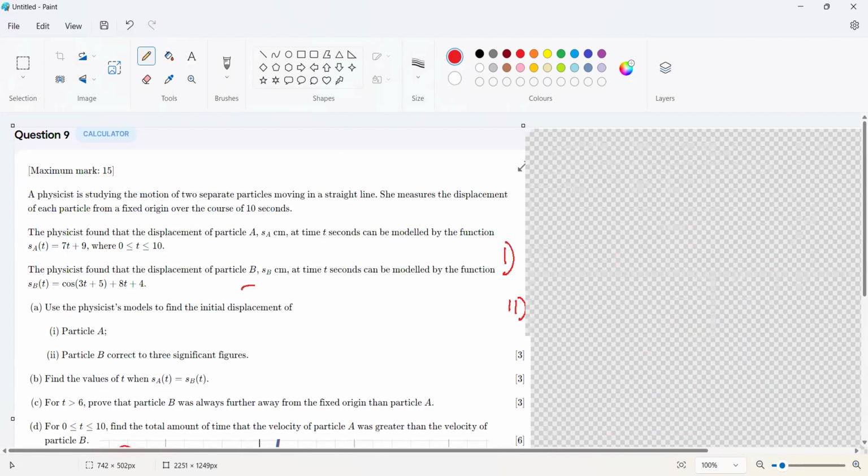Okay, how to prove this? So, how do we start? We must prove that for t greater than 6, SBT is greater than SAT. This is what we need to prove.